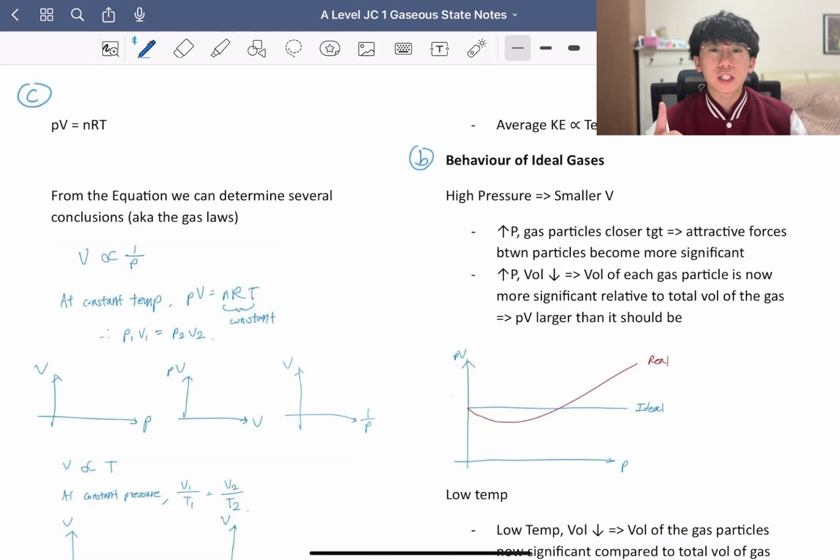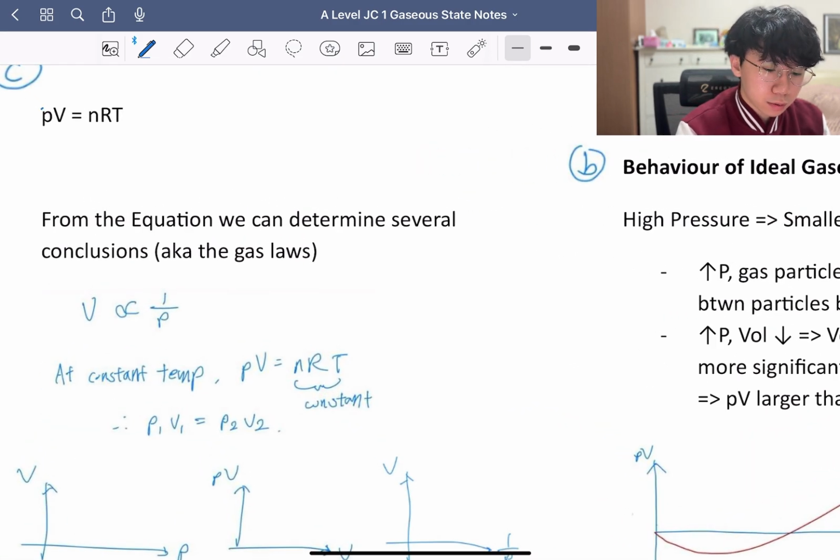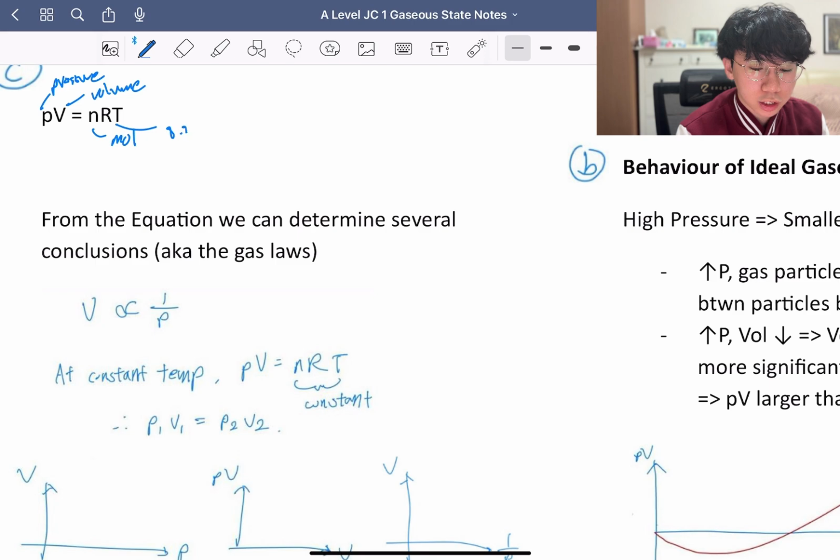So if there's one thing to take away from the gaseous state, it is this equation PV equals nRT. P stands for pressure, V stands for volume, n stands for moles, R is a constant, which is usually 8.314, and T is temperature.